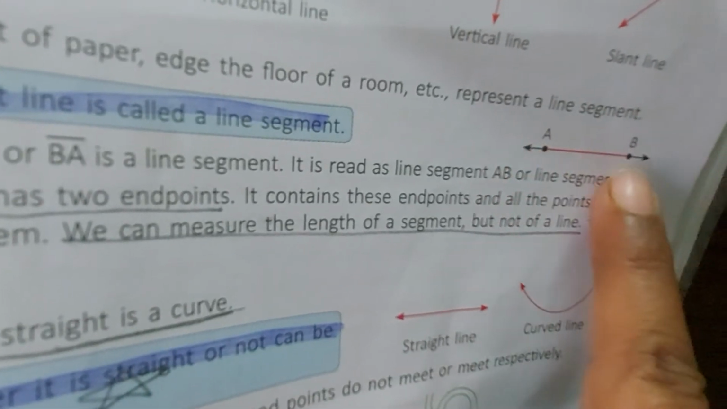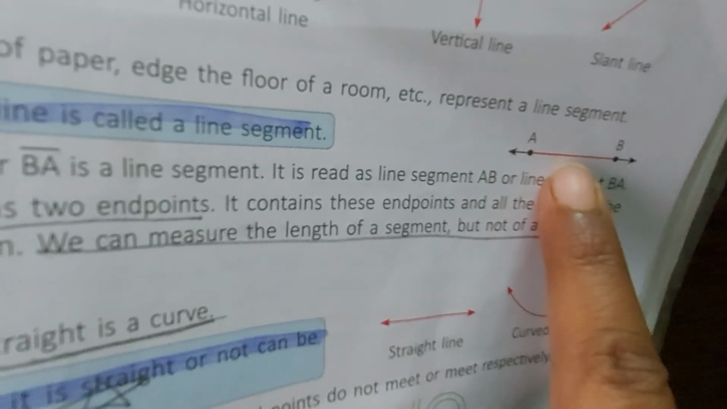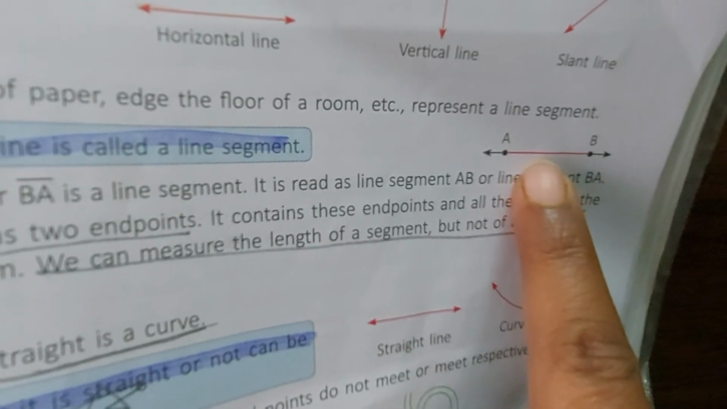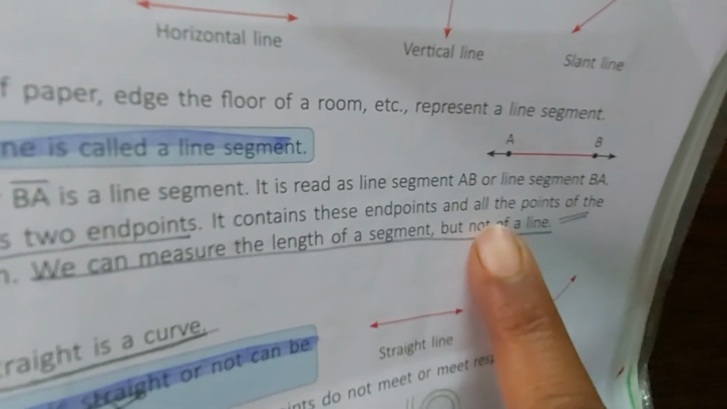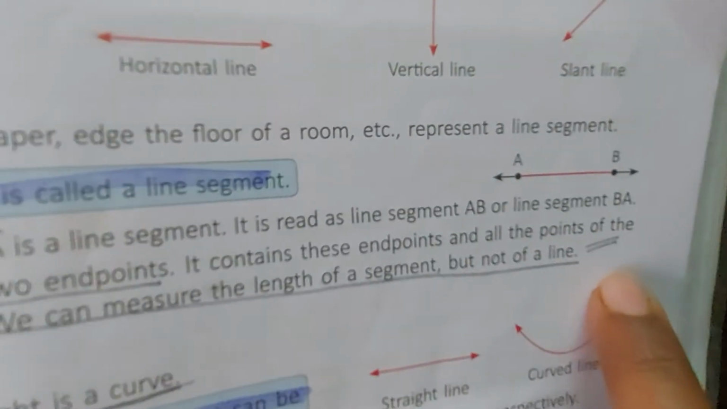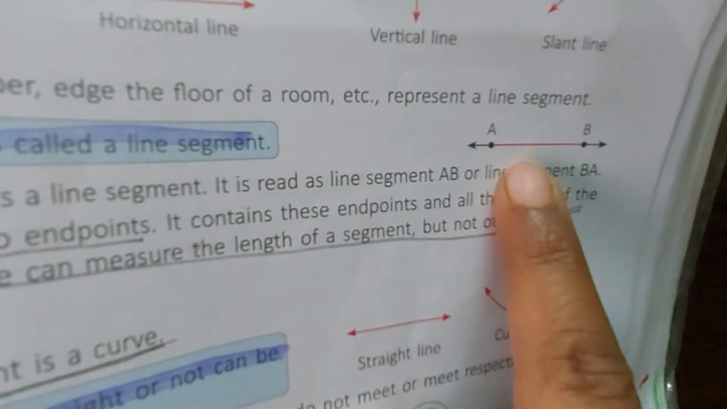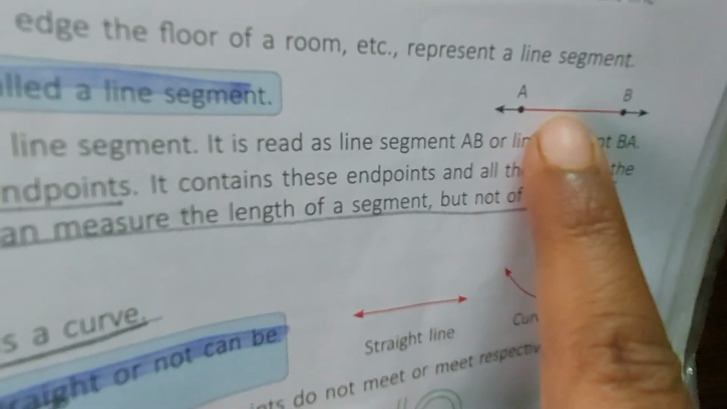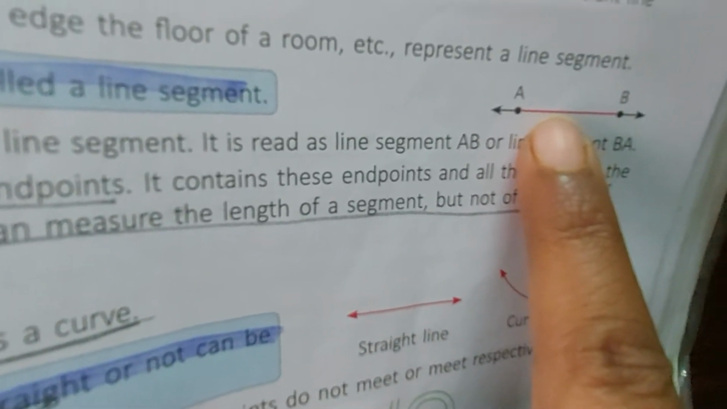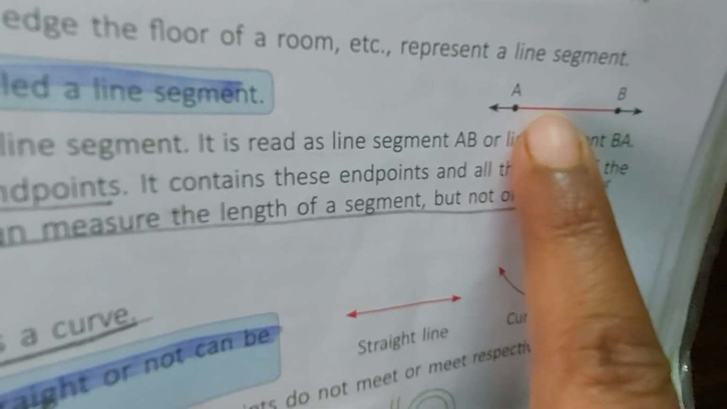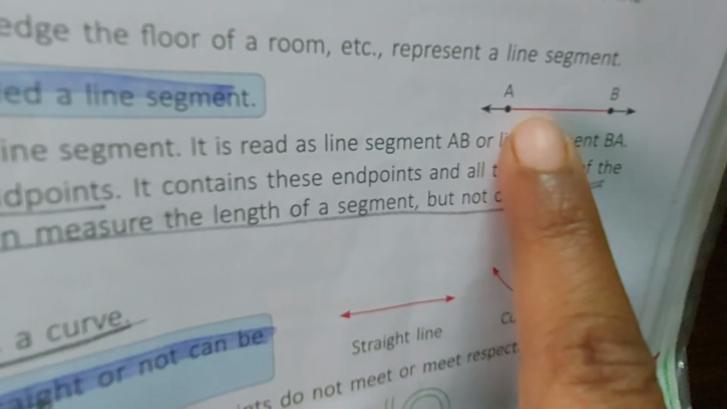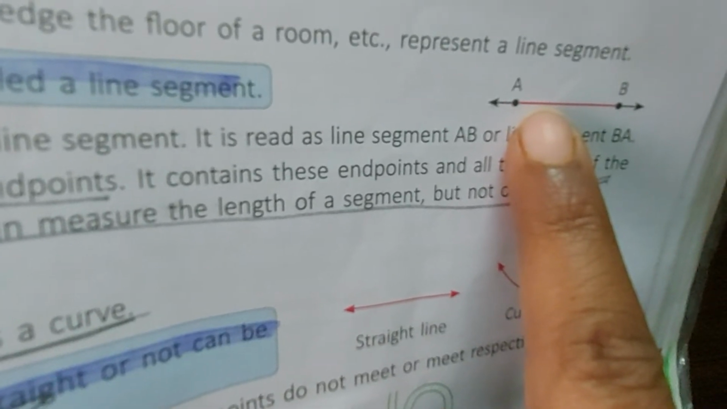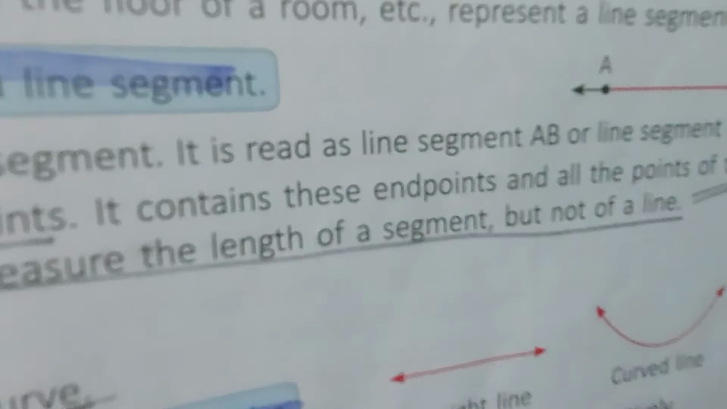A line segment is a part of a line. A line segment has two endpoints. We can measure the length of a line segment, but we cannot measure the length of a line because it extends infinitely in both directions, whereas a line segment has two fixed points and its length can be measured.